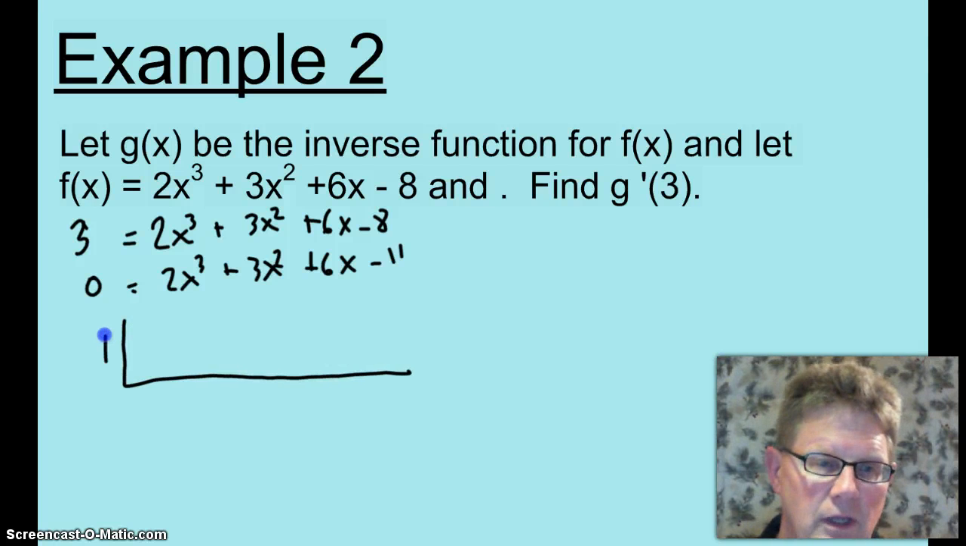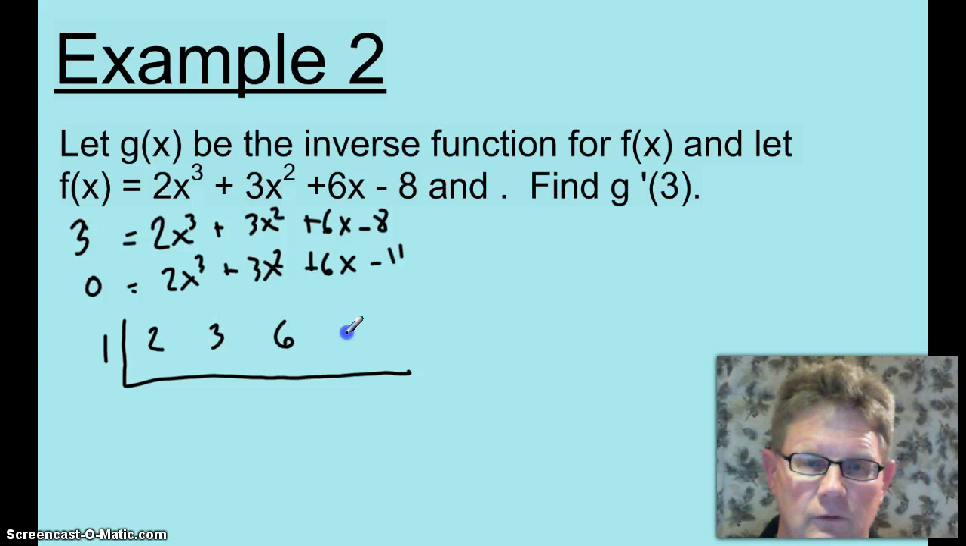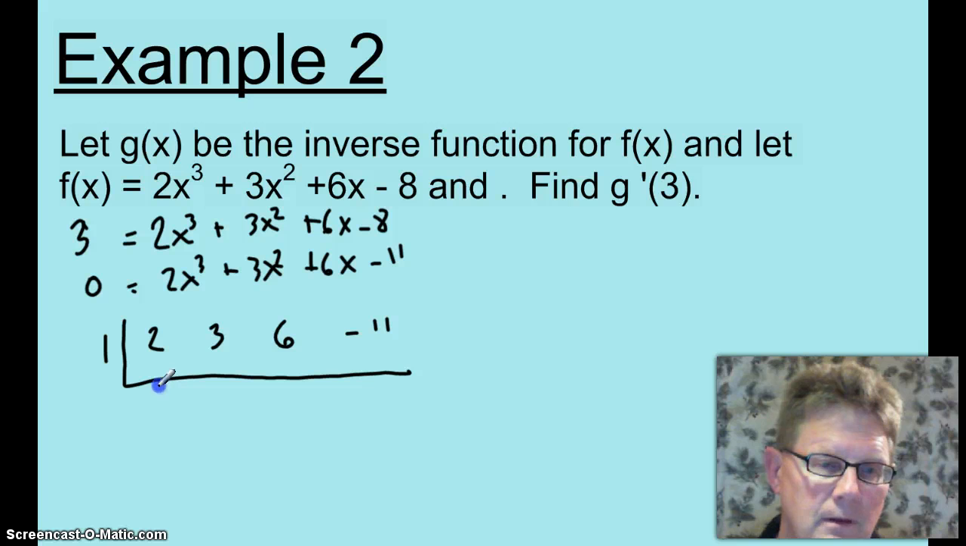So let's try 1 again. 2, 3, 6, negative 11. Bring down the 2. 1 times 2 is 2. Add those two together, 5. 1 times 5 is 5. I'm trying to get ahead of myself. 11.